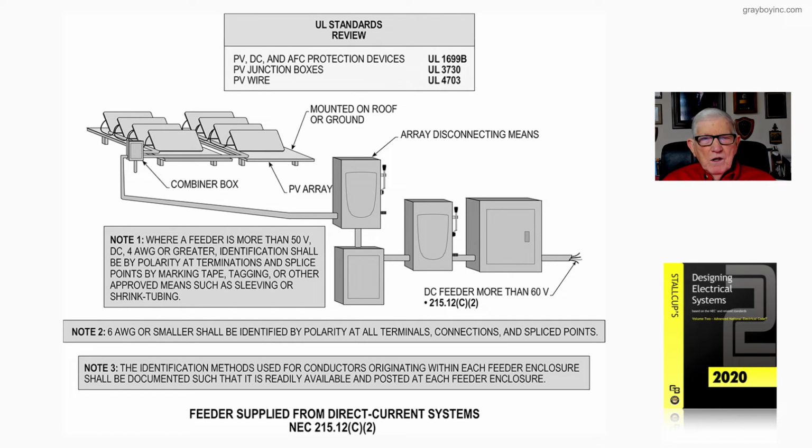But note 1 talks about where a feeder is more than 50 volts DC. Number 4, greater identification should be by polarity at terminations and splice points by marking tape or other approved means such as sleeving or shrink tubing. But we have to identify those, see?